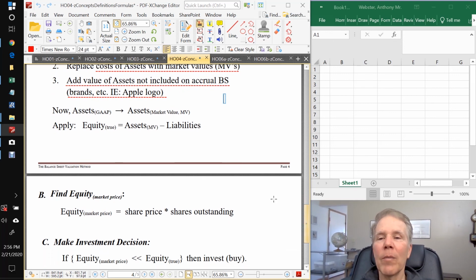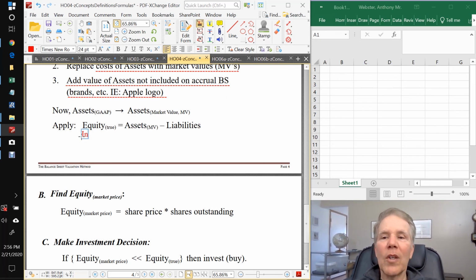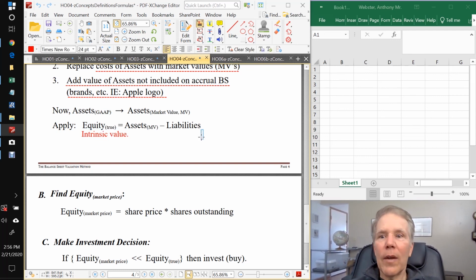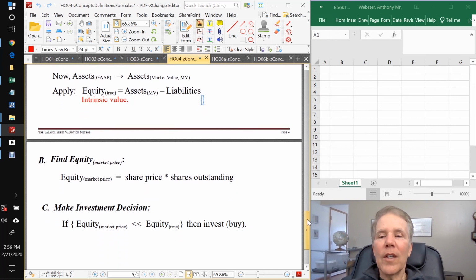Big Lenovo fan myself. Okay, so once we've done that, we've morphed our assets from this sort of crummy thing to estimate a company's worth into something much better, and that allows us to say our estimate of intrinsic value is equal to the assets at market value minus the liabilities, right? So equity true is our estimate of intrinsic value. Okay, so that's that.